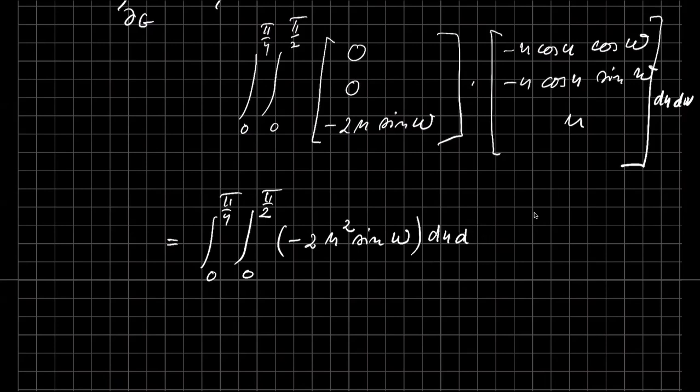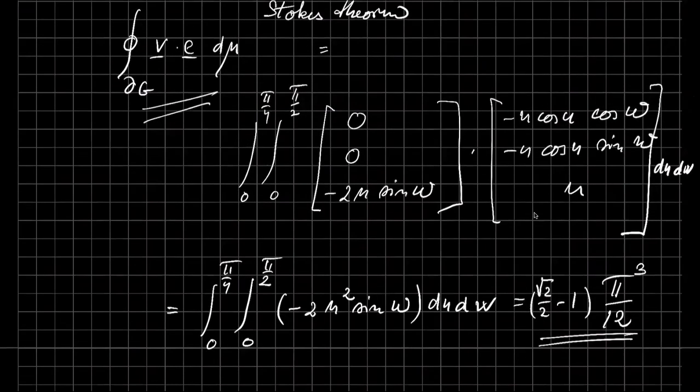Not very nice. And when you compute this, you get the result square root of 2 halves minus 1. This is the W integral. And then you can compute the other one, that will be 2/3 of this, and it'll be pi third, 12th. So this is the solution. This is simply the flux.